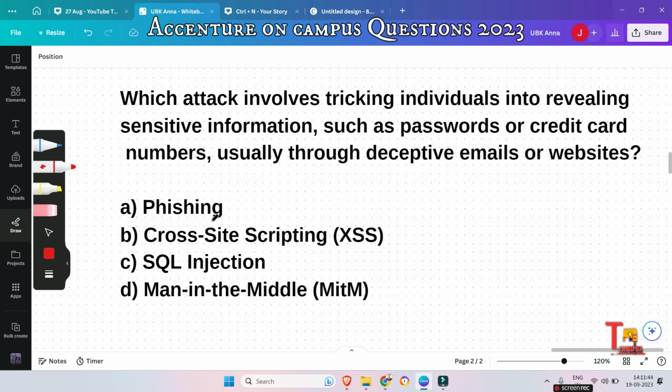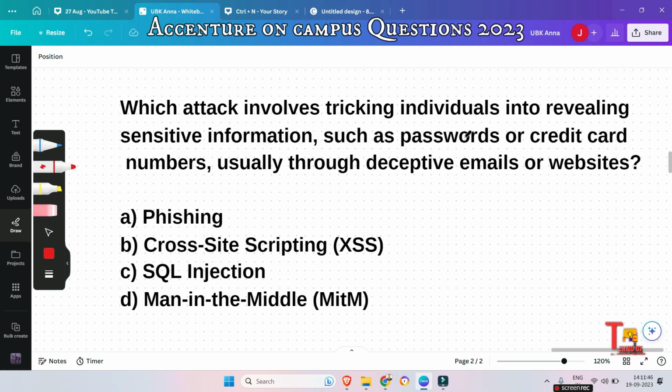Okay, the next question is this. Which attack involves tricking individuals into revealing sensitive information such as passwords or credit card numbers, usually through deceptive emails or websites? This is a very important and suggestive question, right? So what will be the answer? Please pause and give me the answer in the comment section before I answer, right? Okay, the answer will be actually phishing, right?